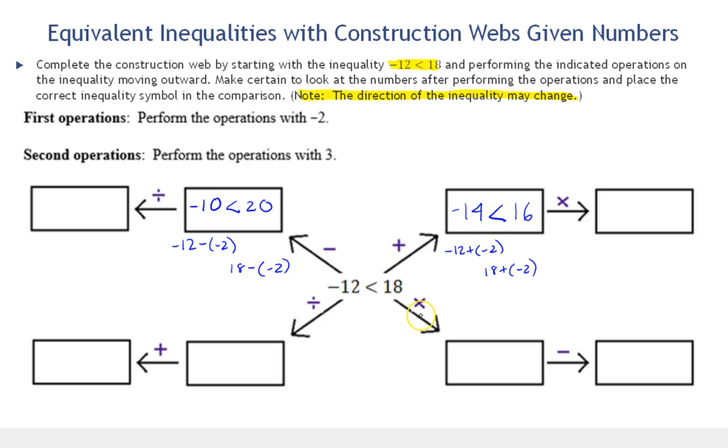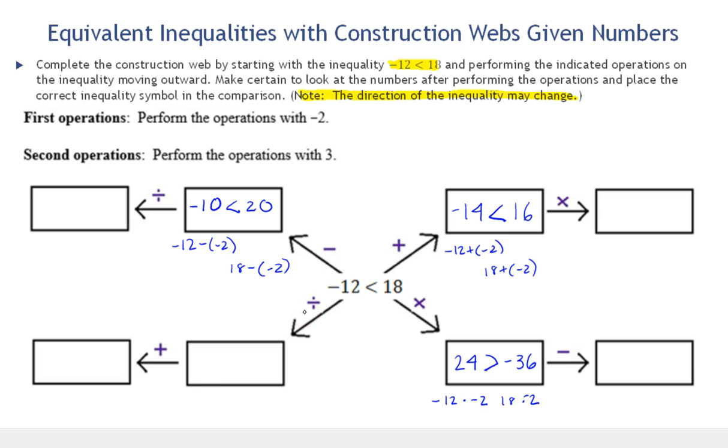Now let's try multiplying. We have -12 times -2 on the left, and 18 times -2 on the right, excuse me. So a negative times a negative is positive, so we have 24 on the left, and a positive times a negative is negative, so we have -36 on the right. So 24 is greater than -36. So in this case, the direction of the inequality symbol changed.